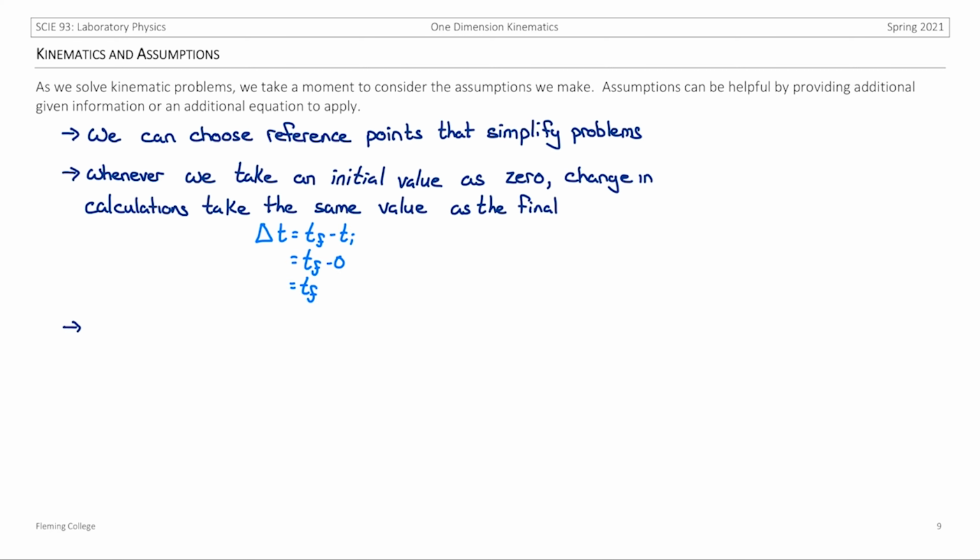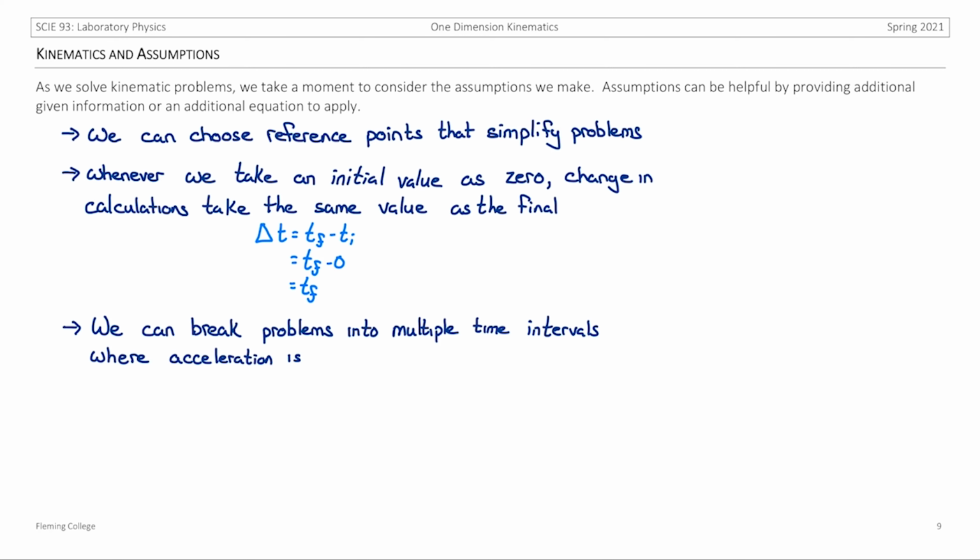final. Our equations of motion require that we make the assumption of a constant acceleration. So we can break problems up into multiple time intervals where there is a constant acceleration so that our velocity changes consistently each time. That term, constant acceleration, is important. I want you to make sure you understand what that means.